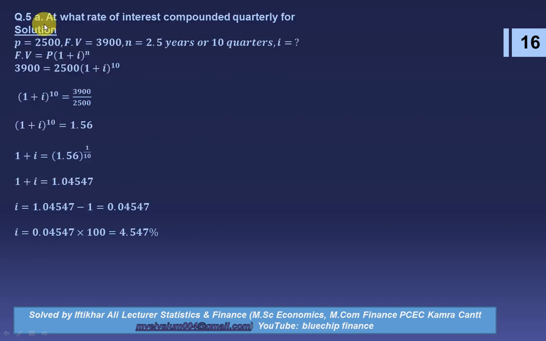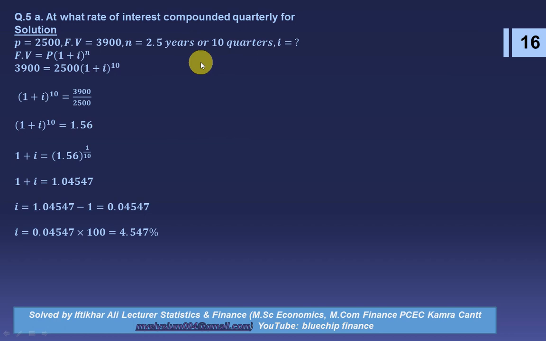Question number 5 part A. At what rate of interest compounded quarterly for? Here data is missing, I think. Present value will be 2500, future value will be 3900, n will be 2.5 years or 10 quarters, and the interest rate is missing. From this data you can understand the question: if present value is 2500 and future value will be 3900 and n is 2.5 years or 10 quarters, what should be the interest rate?